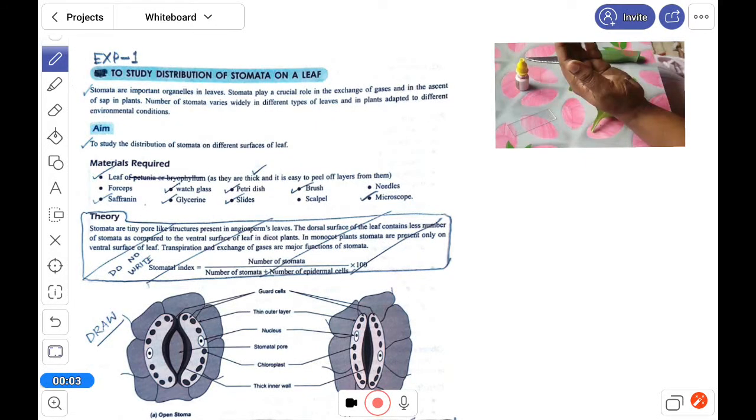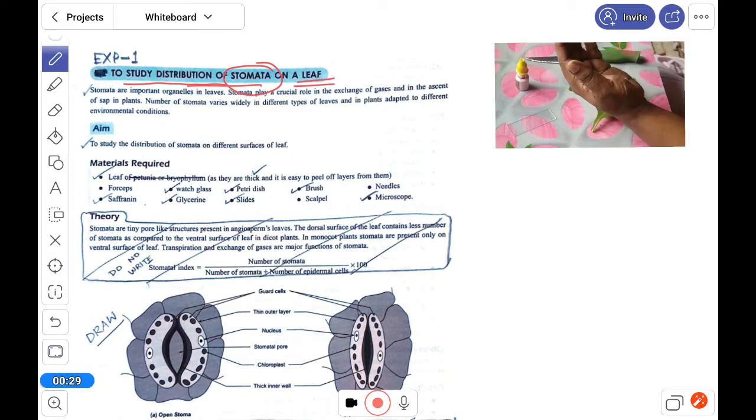Welcome to bio class. Today we will do one experiment, one practical, which we will perform in the laboratory. But before that, we have to know various parts of it. Here is the first experiment, which is the study of distribution of stomata in a leaf.